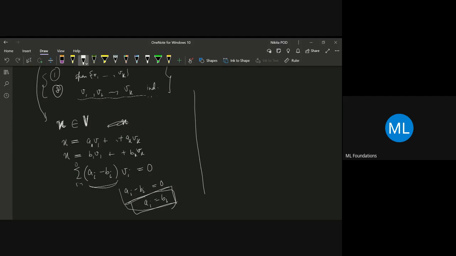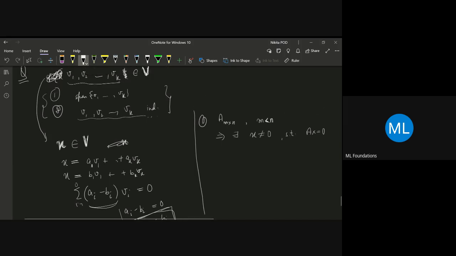Okay, so if you have an m cross n matrix, and your m is less than n, then for any m cross n matrix, when n is greater than m, you will always have some non-zero vector such that Ax will be 0. The example for this you already saw in the previous one.